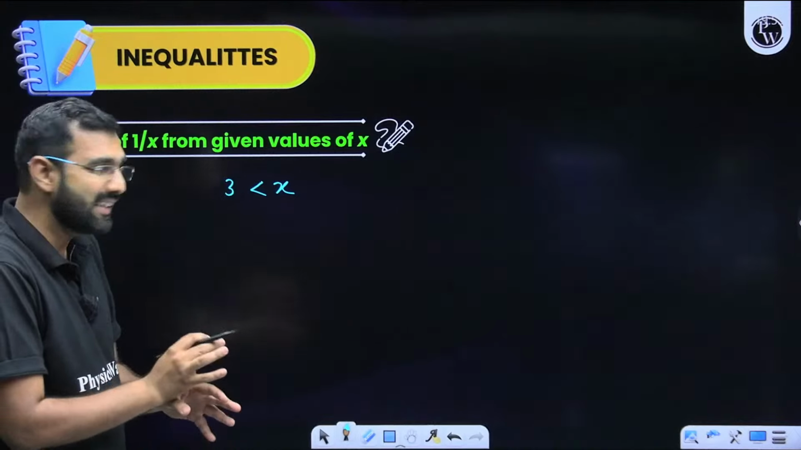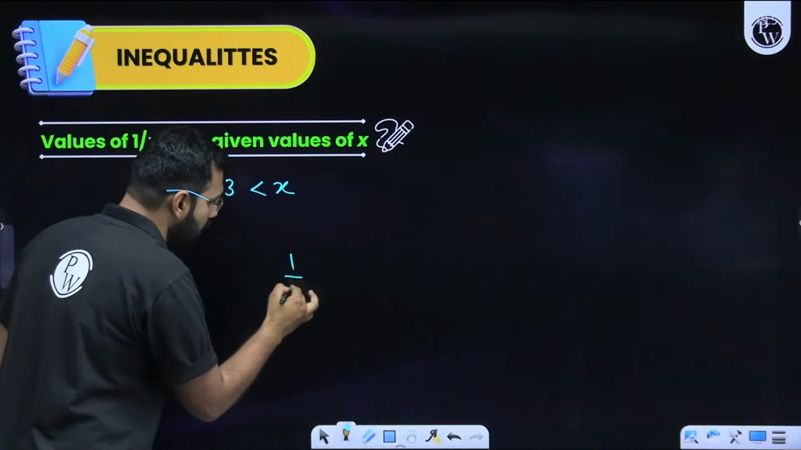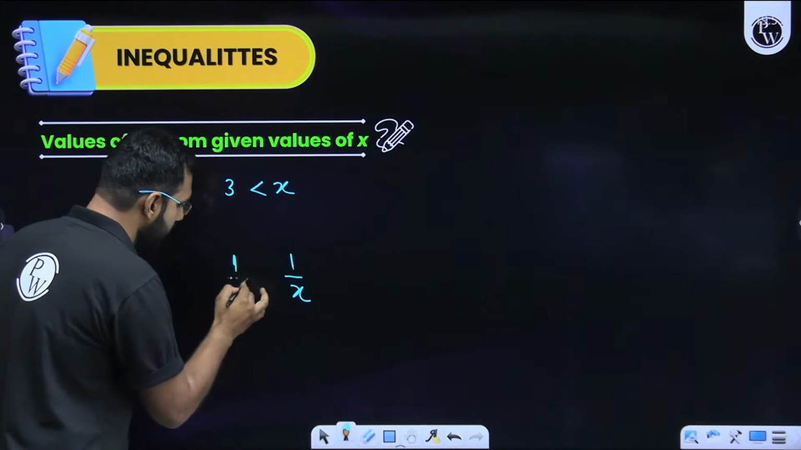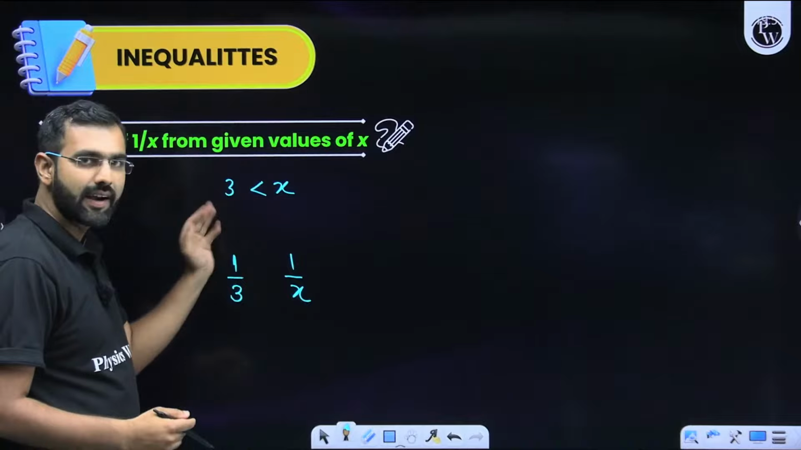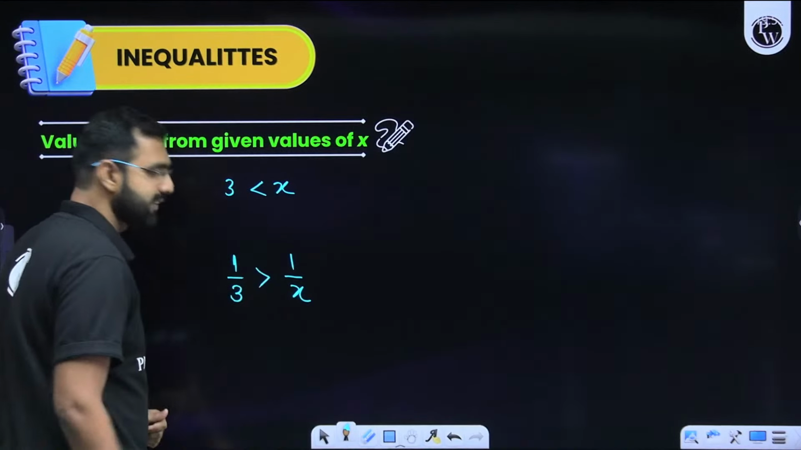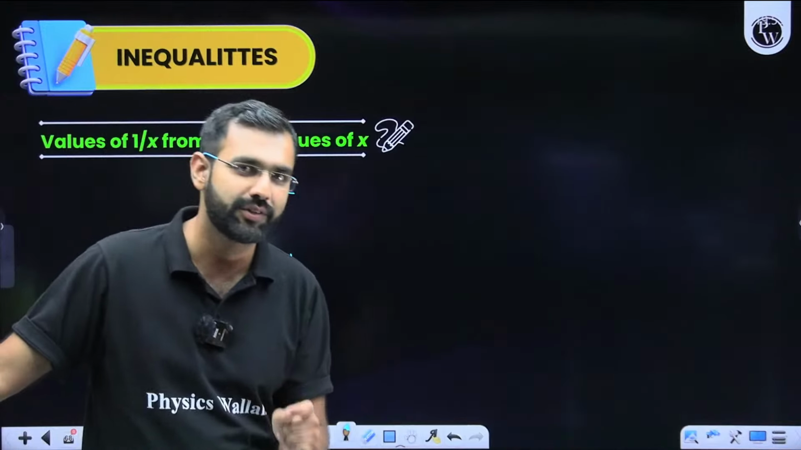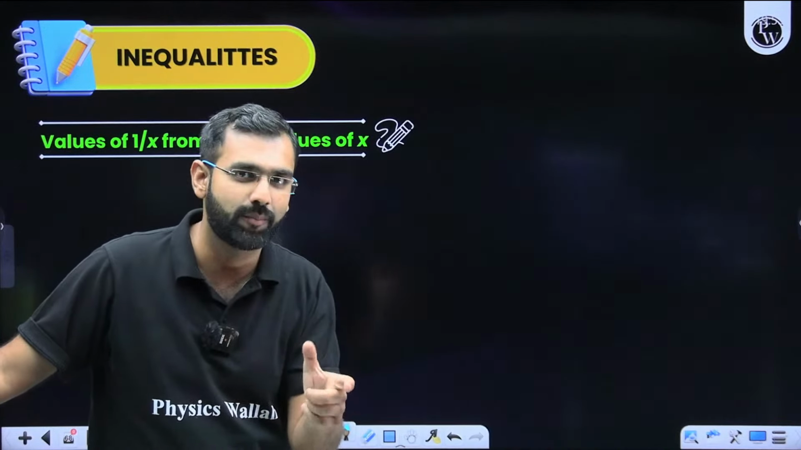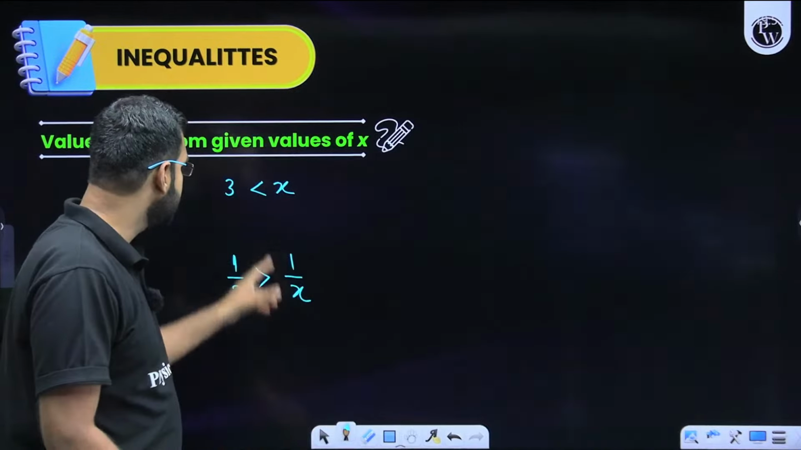So if I'm taking the reciprocal, all you got to remember is that you are taking the reciprocal on both the sides. So when you take the reciprocal, the sign changes. So if x is greater than 3, 1 by x will be less than 1 by 3. Did you understand that? If you are taking the reciprocal, all that happens is that the sign changes.